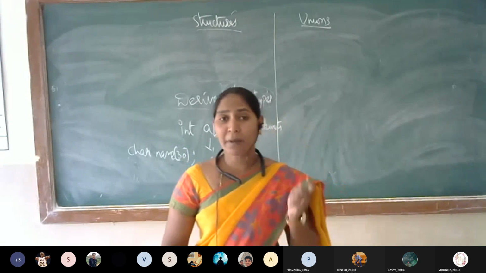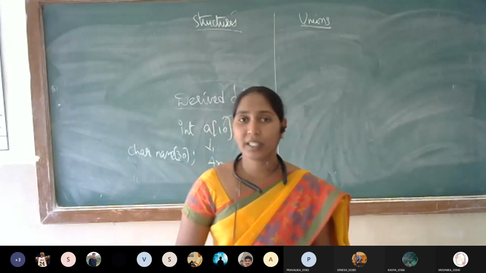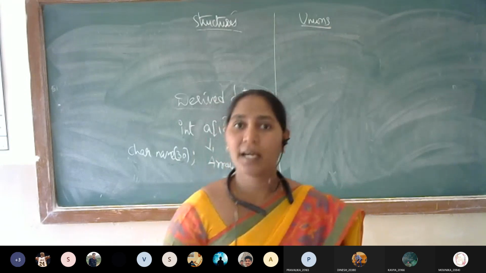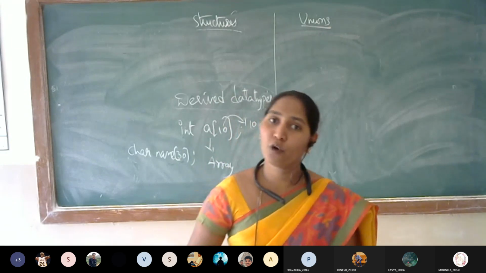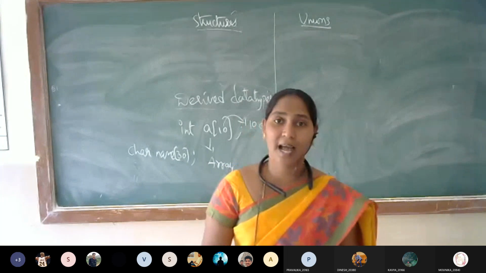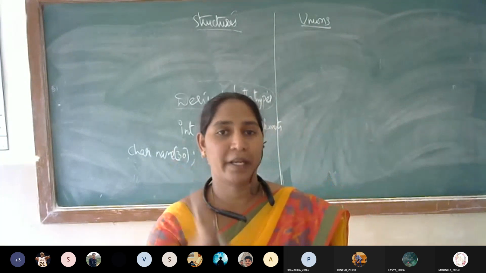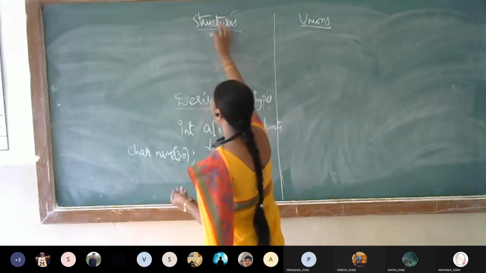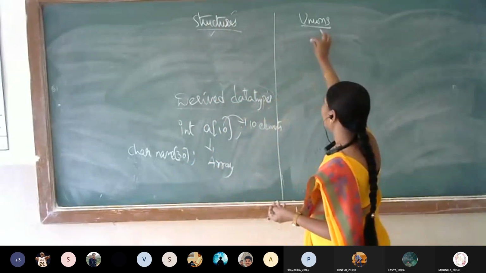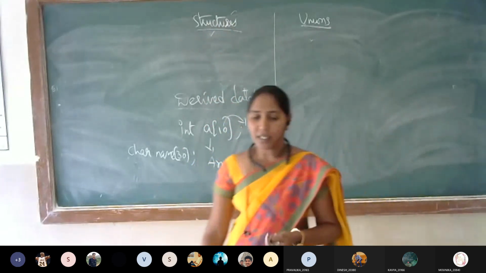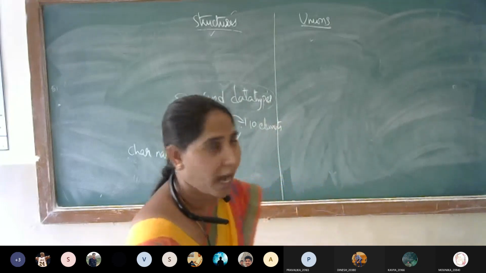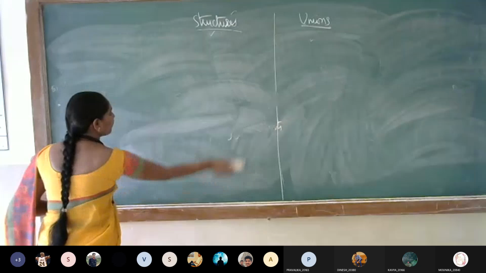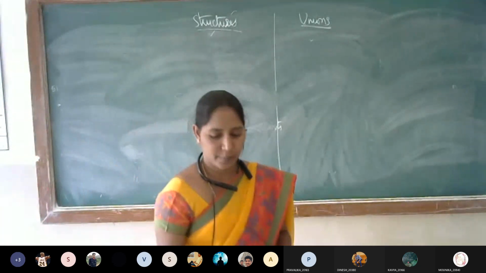That is, in one particular structure or union, I can store integer type data, character type data, and float type data. These three different kinds of data I can store in a single variable. In order to store them, we make use of structures as well as unions. So structures and unions are a collection of data of different data types.